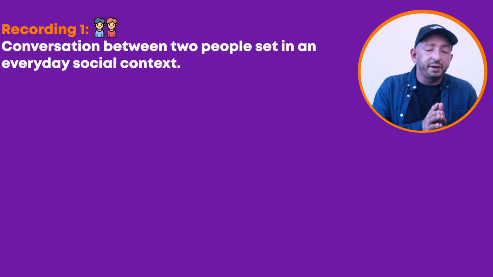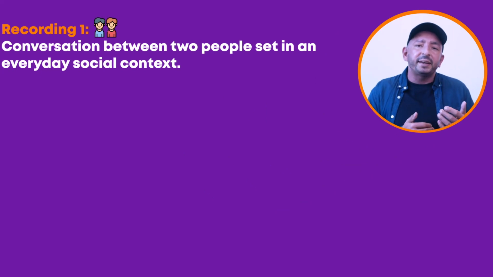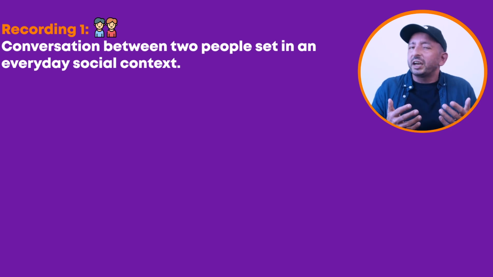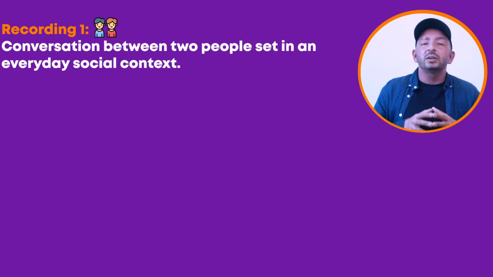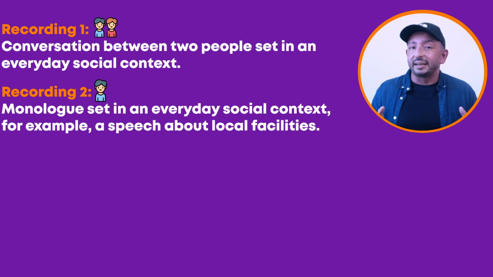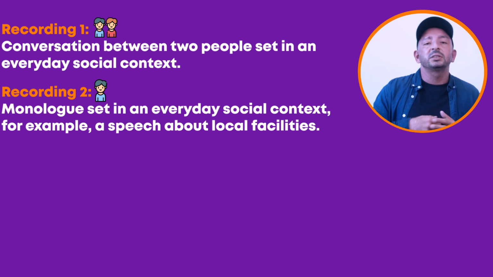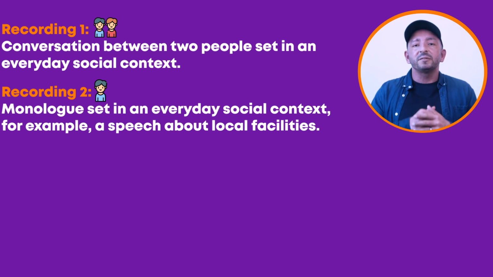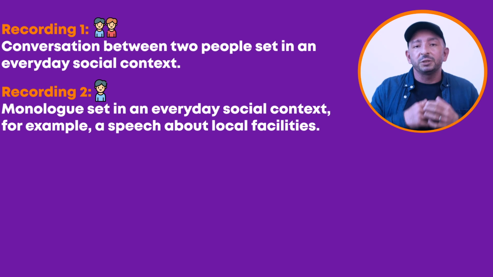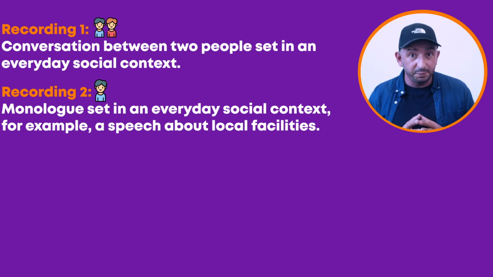Now, recording 1 is between 2 people and it will be based on an everyday setting. So like a general conversation. Recording 2 will be a monologue about an everyday setting. So a monologue is basically where only one person talks. So an example of this could be a speech. So in recording 2, you may listen to a speech.